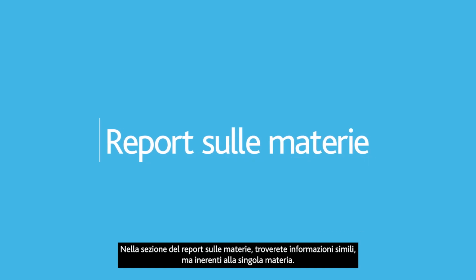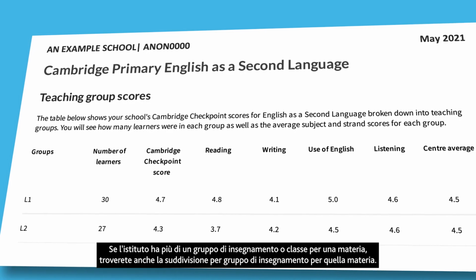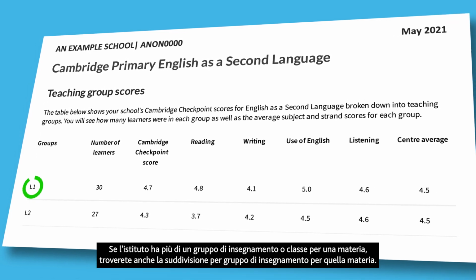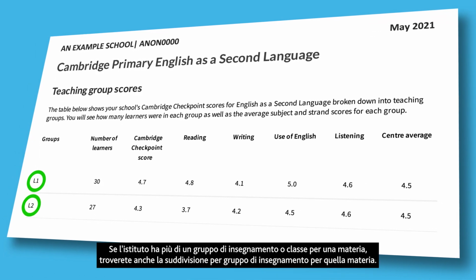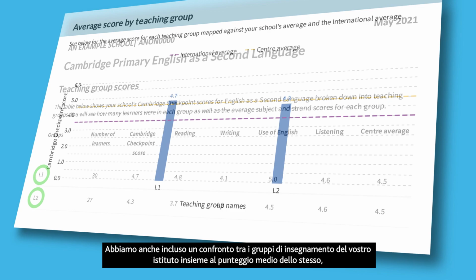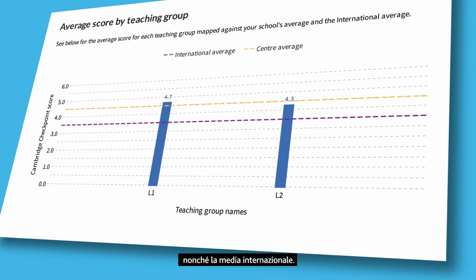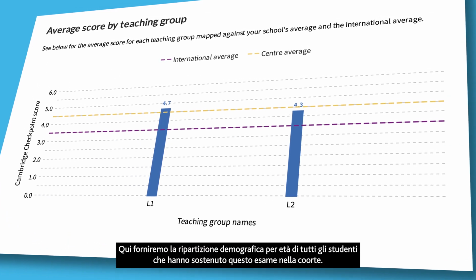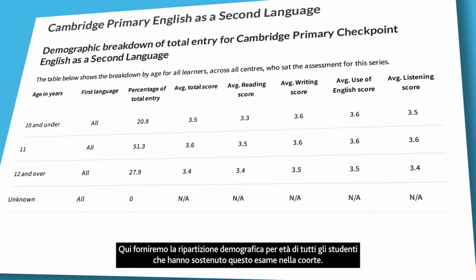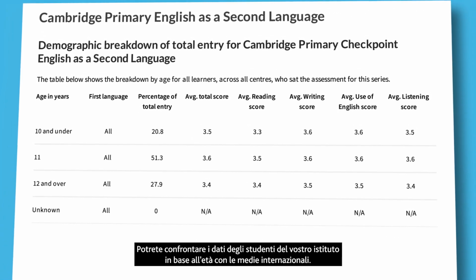In the subject report section, you will see similar information, but for the individual subject. If your centre has more than one teaching group or class for a subject, then you will also find the breakdown for each teaching group for that subject. We have also included a comparison between the teaching groups within your centre against your average centre score, as well as the international average. Within this section, we provide the demographic breakdown by age for all learners who took this exam in the cohort. You can compare learners in your centre by age against these international averages.